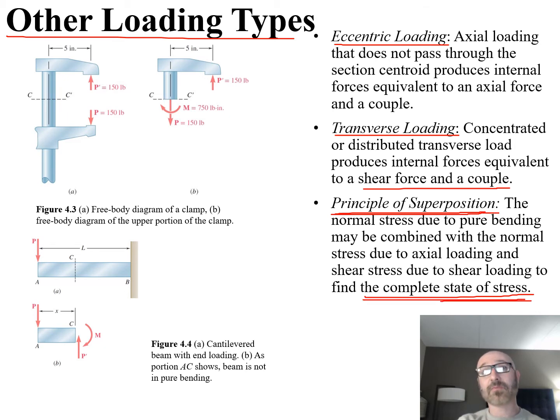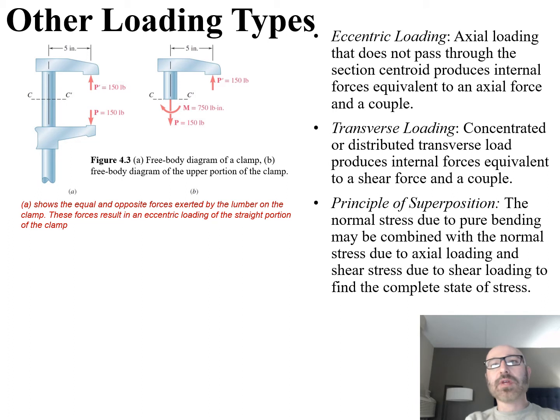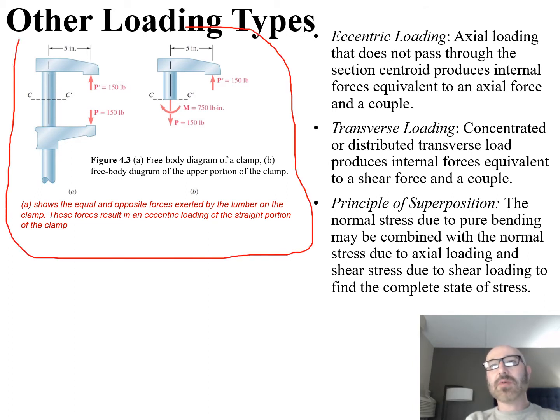Now, if we take a look at the figure on the top left, we can see we have a clamp there. Part A of this figure shows the equal and opposite forces exerted by the lumber on the clamp. You see these equal and opposite forces, P prime and P. Now these forces are going to result in the eccentric loading of the straight portion of the clamp. So this is our straight portion of the clamp over here.